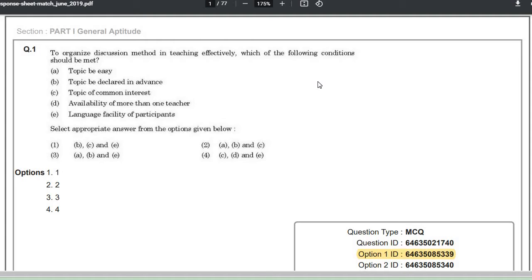To organize the discussion method in teaching effectively, which of the following conditions should be met? The options are: topic be easy, topic be declared in advance, topic of common interest, availability of more than one teacher, language facility of participants. Here, which are relevant? Number one, topic be declared in advance. Next, topic of common interest of all the students, and language facility should be there for all the participants. So the correct answer is B, C, and E. So option 1 is the correct answer.